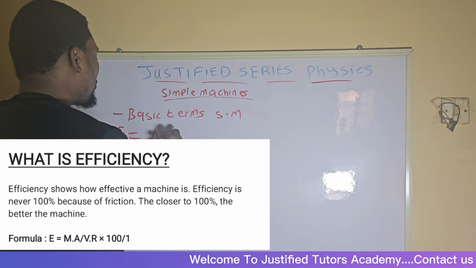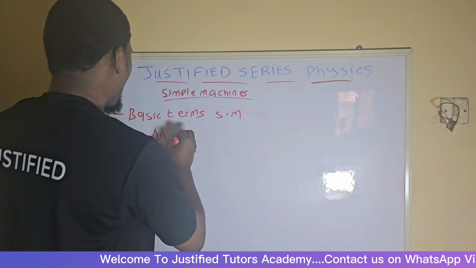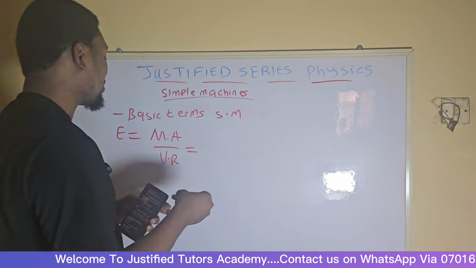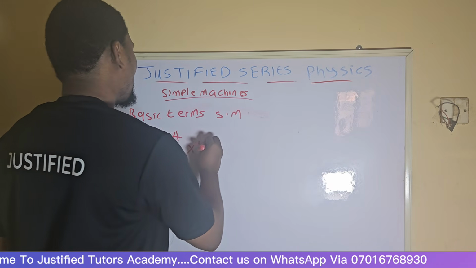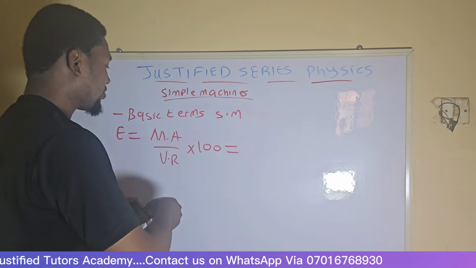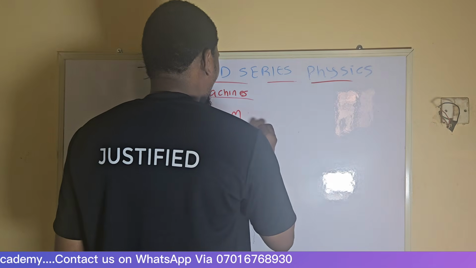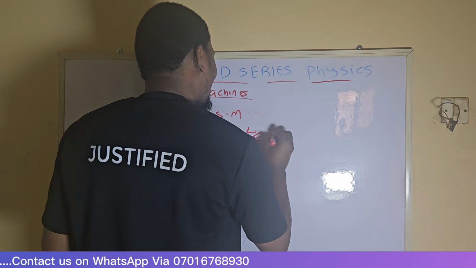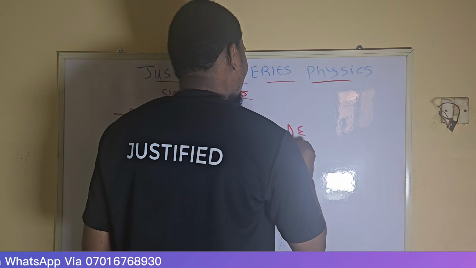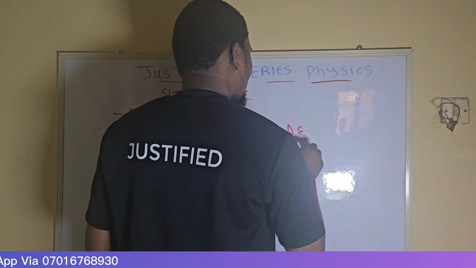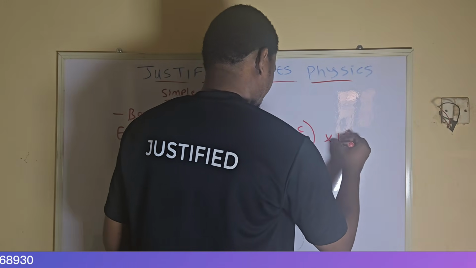Efficiency of a machine shows how effective a machine is, and the formula for efficiency is given as mechanical advantage over velocity ratio. I remember I told you that was the formula. Sorry, it's meant to be times 100%. Yes, multiplied by 100. I told you that mechanical advantage is load over effort, right? So we have load over effort divided by velocity ratio, which is distance moved by effort over distance moved by the load. So you get everything in brackets multiplied by 100%.